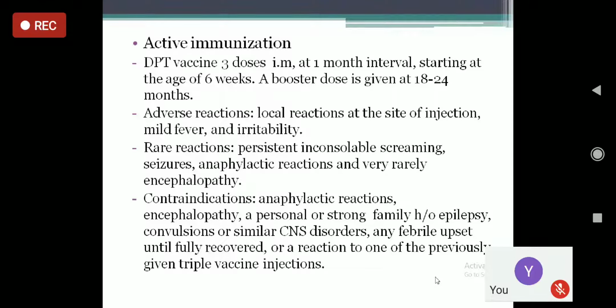Convulsive CNS disorders, any febrile upset until fully recovered, or reaction to one of the previously given triple vaccine injections. Any reaction or side effect to the previously given DPT vaccine. If the child has any of these histories or reactions, then you can't give the vaccine.